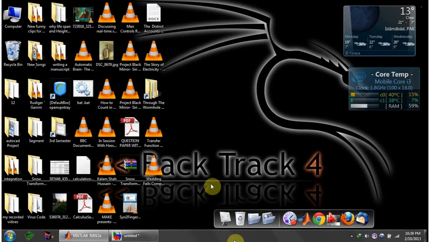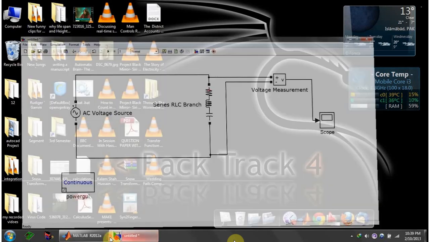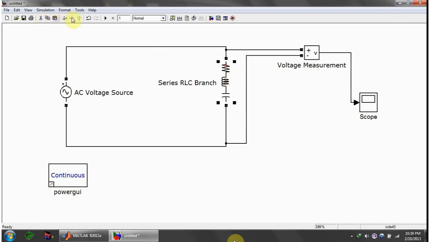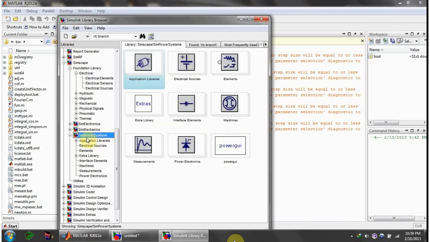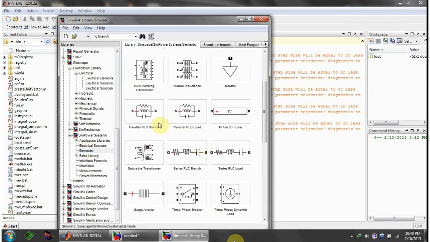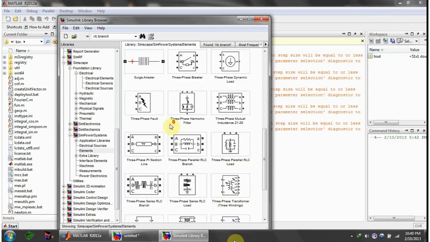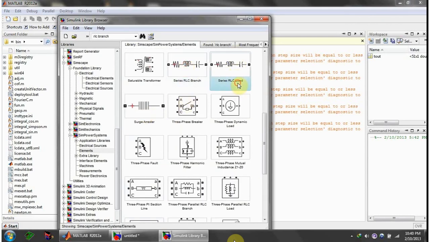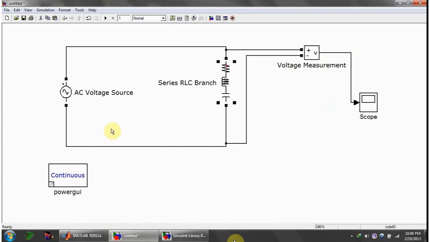Now I will try to verify the circuit with the tool in MATLAB called Simulink. Here I have drawn the circuit. All of these elements are present in Sim Power Systems. So you can get all these things from here, the sources, the elements, this RLC branch, they are in parallel, and RLC branches which are in series. This, not this one, this is the RLC load, this is the RLC branch. So we'll get it over here. Don't forget to add the powergui. Without this the simulation will not run.